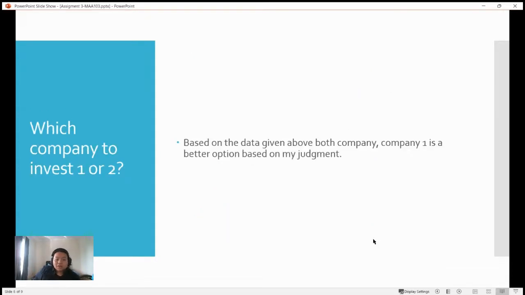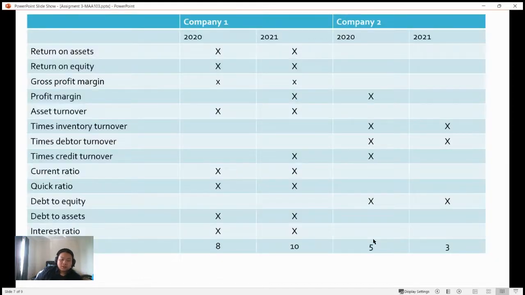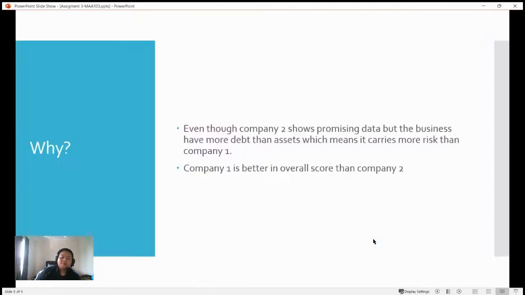Next is which company to invest in, one or two. Based on my current judgment, it's going to be one. Let's take a look at the overall scores. As you can see here, company one excels in many more areas than company two. For 2021, company one excels in 10 areas, while company two only excels in 3 areas.